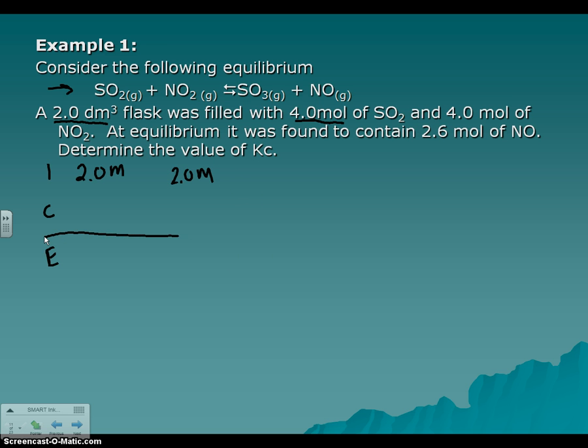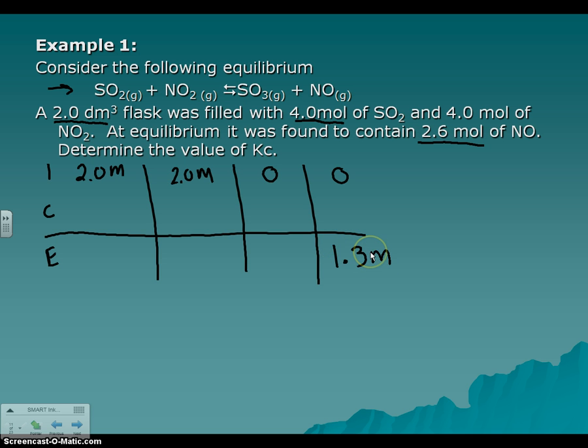So I'm going to set up my ICE table. I'm going to draw some lines so you can follow where I'm putting all these different numbers. So my initial concentration is 2 molarity of both of my reactants. My initial concentrations of my products are 0, so nothing has taken place yet. What other piece of information do I have? Well, I also have that at equilibrium it was found to contain 2.6 moles of nitrogen dioxide, which means I have a concentration at equilibrium for one of my reactants, and that's 1.3 molarity.